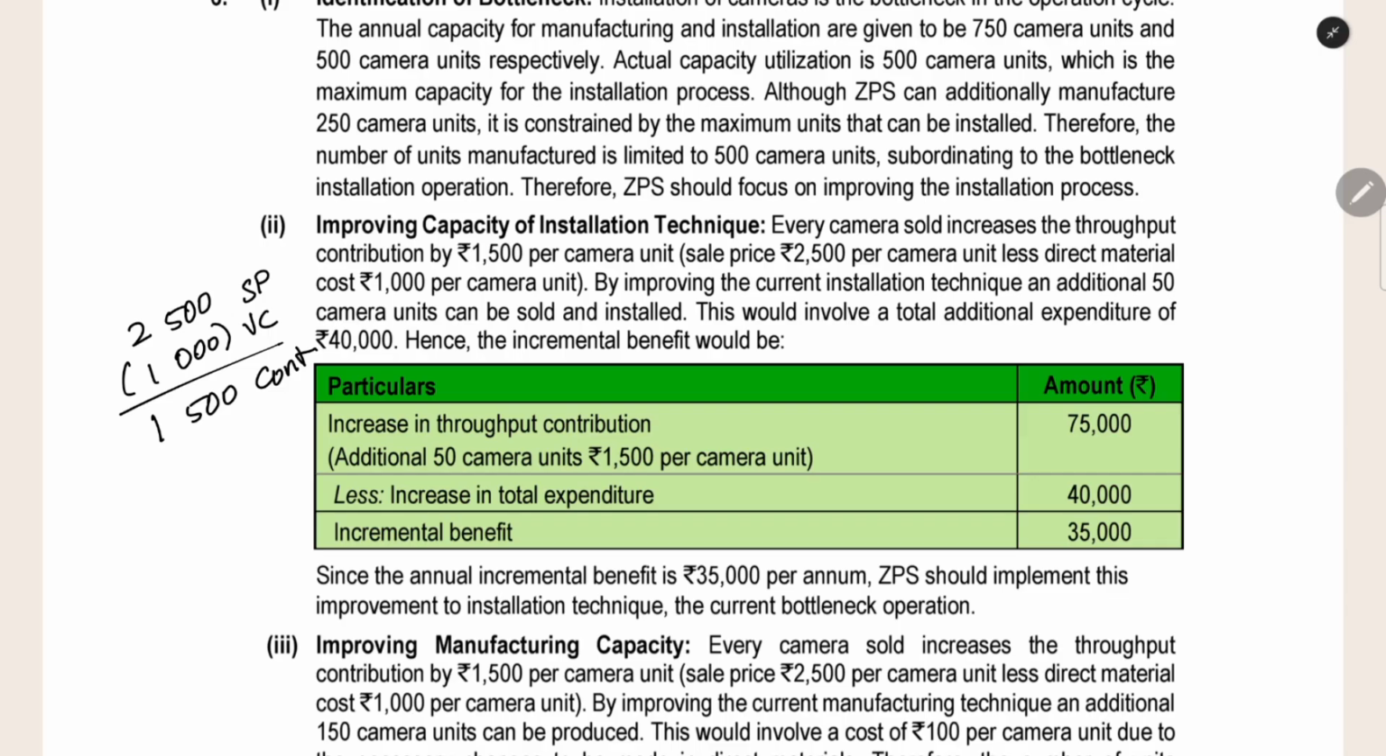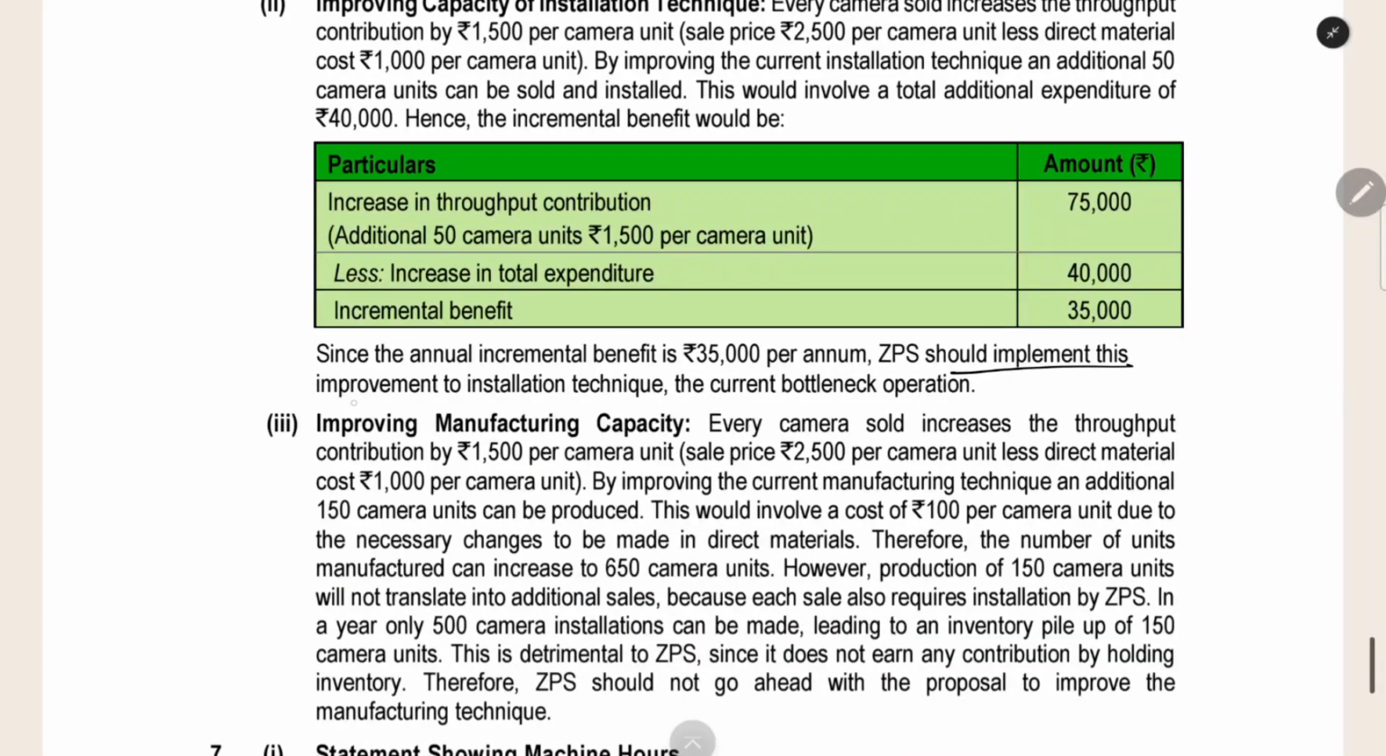Now, by implementing this technique, we will be able to install 50 extra cameras. For 50 extra cameras, we will get a total contribution of 50 into 1,500, which is 75,000. And then, for achieving this extra contribution, we are incurring an expenditure of 40,000 rupees. As a net benefit, we are getting 35,000 rupees extra by implementing this technique. Since the net benefit is positive, the company should implement this. That is what they are saying. The company should implement this technique and this will increase the bottleneck capacity.